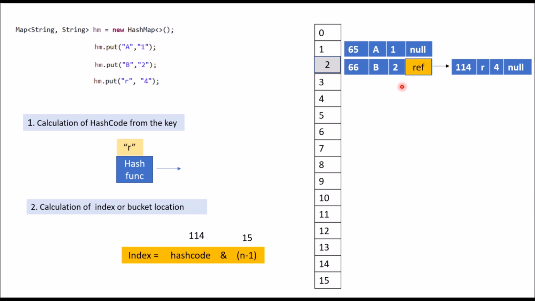If you look at both nodes, you can see the formation of a linked list. So this is a special case. Why a special case? Because at index location 2 we have a linked list formation due to the storing of two different keys. This is called a collision in HashMap.